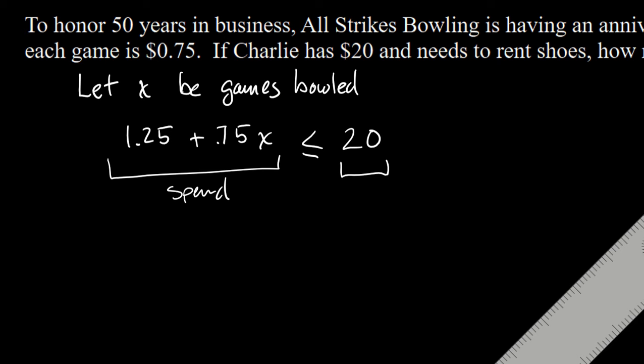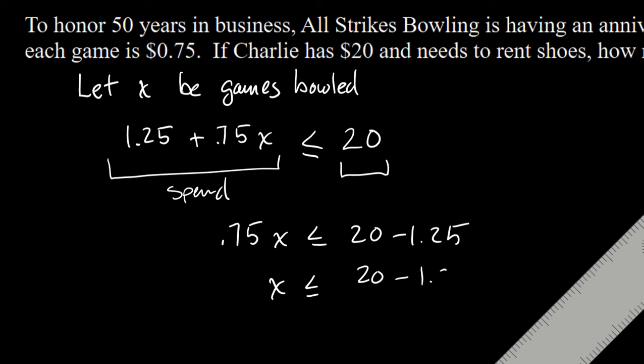So if I solve this inequality, right, I would begin by taking away $1.25 from both sides. So I get 75x is less than or equal to 20 minus $1.25. And then I'm going to divide both sides by 75 cents. So the amount of games he can play is equal to 20 minus $1.25 all over 75 cents. There we go. That's our answer.